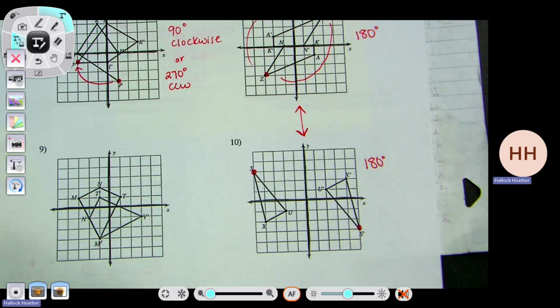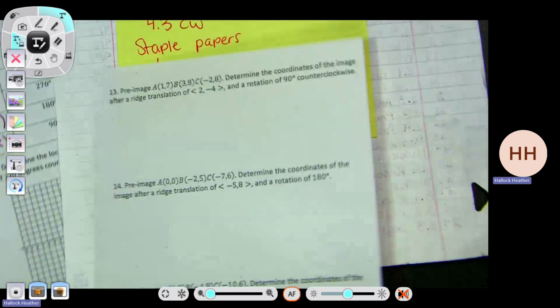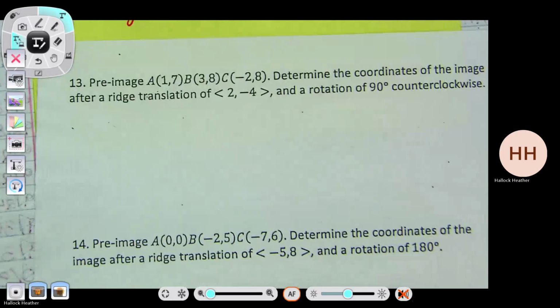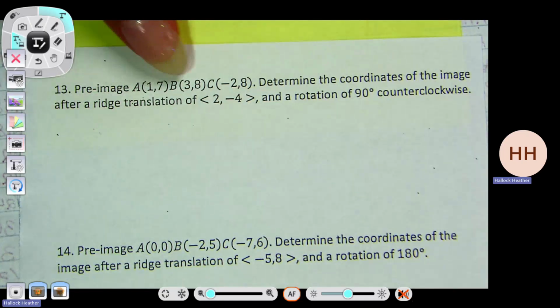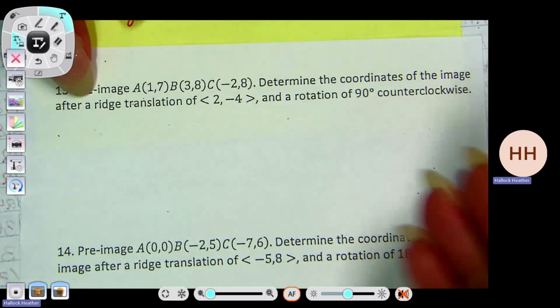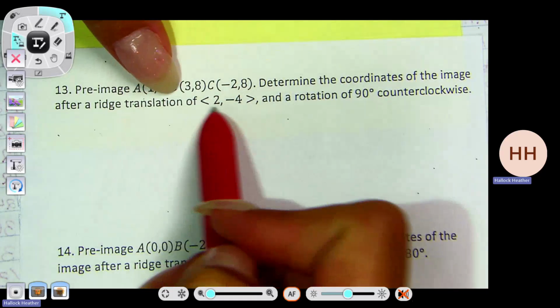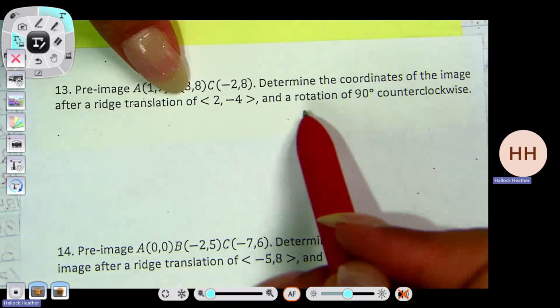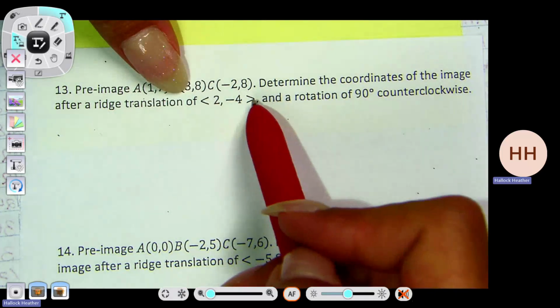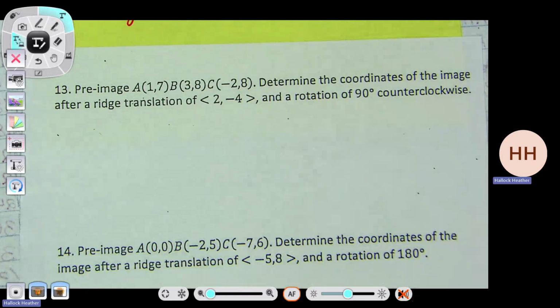Okay. Let's do one on our little mini sheet. Let's do 13. So 13 says you have a pre-image, which is the original image. Pre just means previous, so where it starts. A, B, and C. Determine the coordinates of the image after a translation, in vector form, and then a rotation of 90 degrees clockwise. Because there's 2 things that are happening, which one do I have to do first? The first one, because it is first. So we're going to do this first.